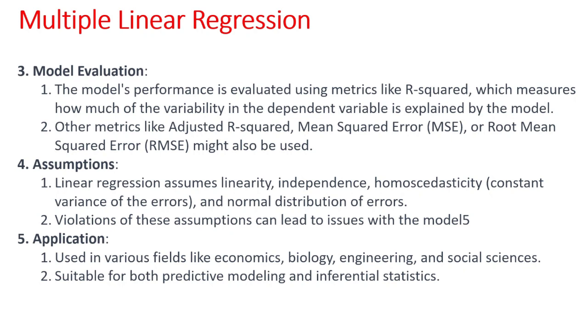What are the assumptions? Linear regression assumes linearity, independence, homoscedasticity, constant variance of the errors, and the normal distribution of errors. So an important thing is that you will have no correlation between the independent variables. And what I mean by that is the number of rooms in a house is independent of how old a house is. Because if there is a relationship between the two independent variables, then the multiple linear regression will not work.